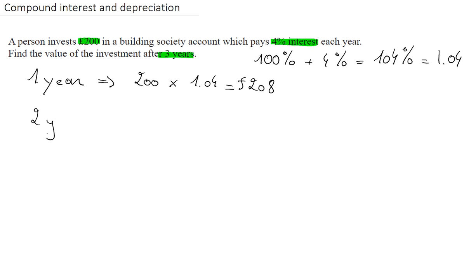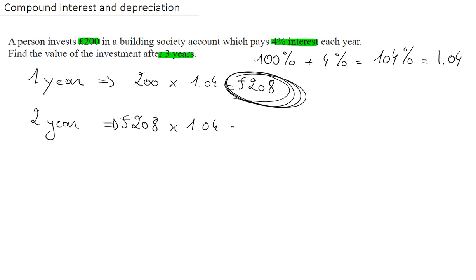Let's see. My second year, what is it worth? After 1 year, it was worth 208. So the second year, I've got 208 pounds in my investment. 208 times 1.04 is going to be 216.32 pounds. You know that we round money to 2 decimals, right? Okay, so do you see that the compound interest here is you're going to use the interest that you have here, that £8. So the interest in this case is £8.